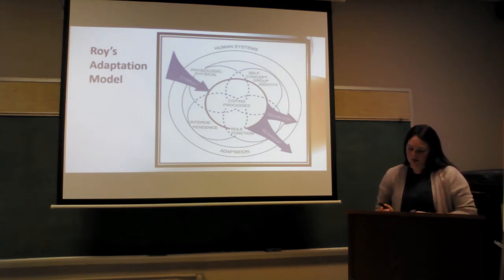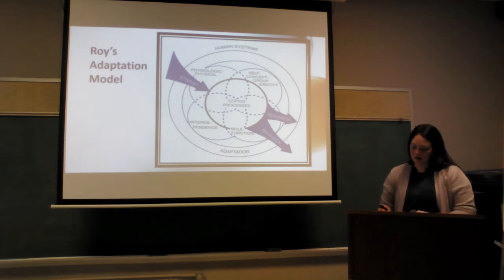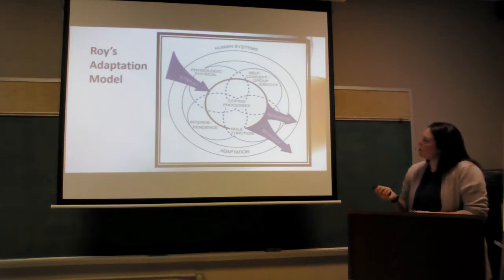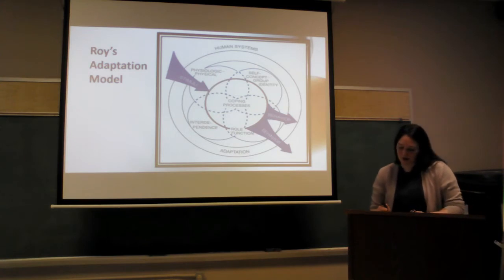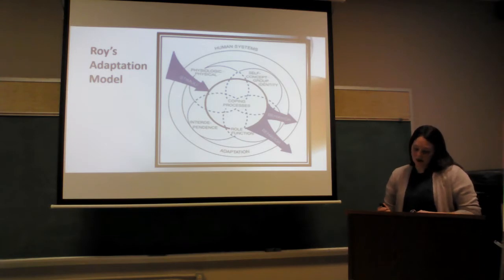So let's look at the four adaptive modes. The first mode is the physiological-physical adaptive mode, which is concerned with how humans interact with the environment to meet basic needs such as oxygenation, nutrition, protection, elimination, and activity and rest. The second mode, which you can see right here, is the self-concept mode. It's a group identity adaptive mode, which concerns who the person is and how they are interacting in society. It also concerns the individual as a physical self and as the personal self.